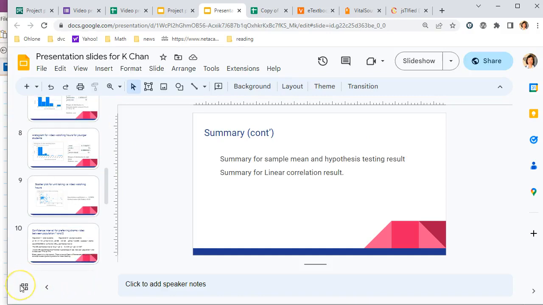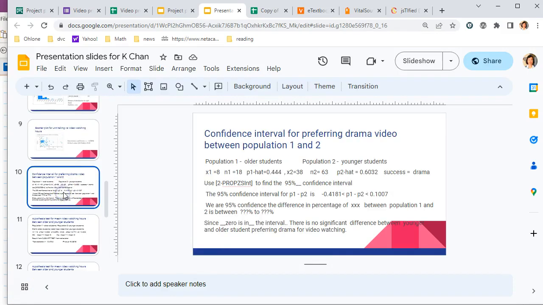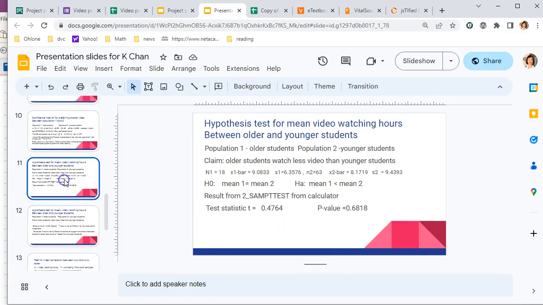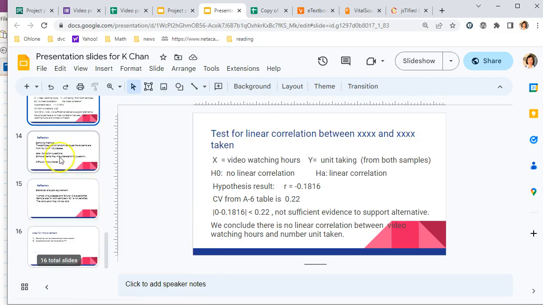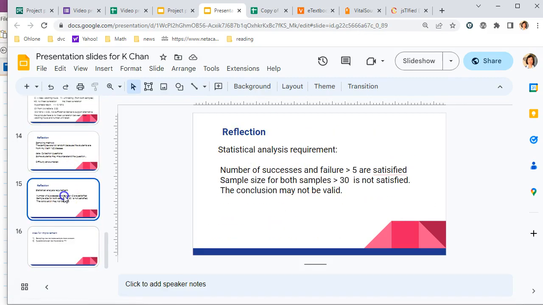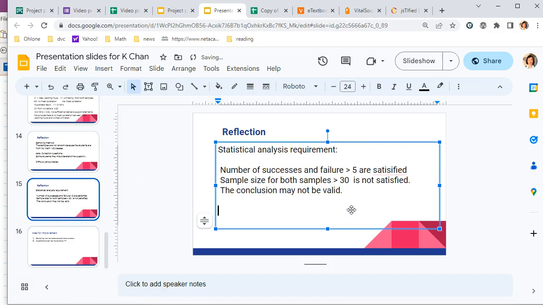So that's all for the second part of the presentation slides, summarizing the data by doing a statistical analysis, or actually 3 statistical analyses: confidence interval, hypothesis test, and linear correlation. Okay, and we also talk about how to do the reflection. You can also talk about if there's any bias. Do you think there is any bias in the data?